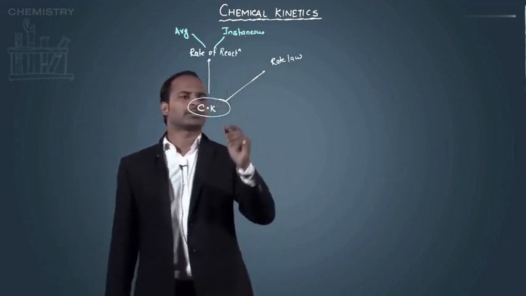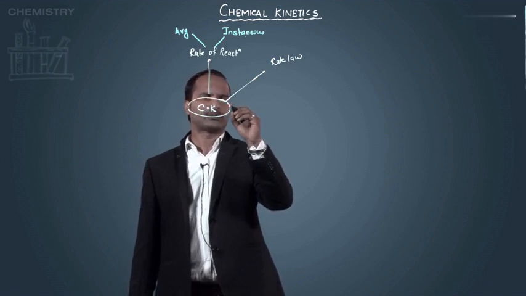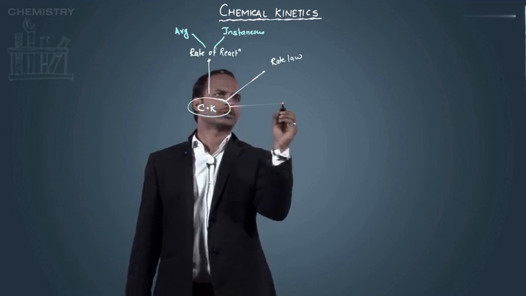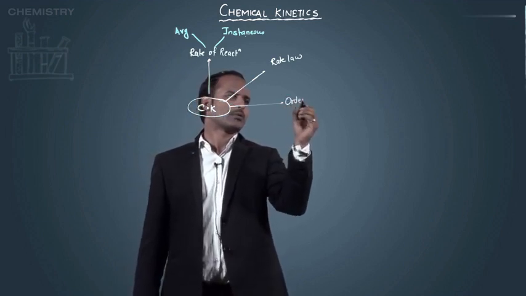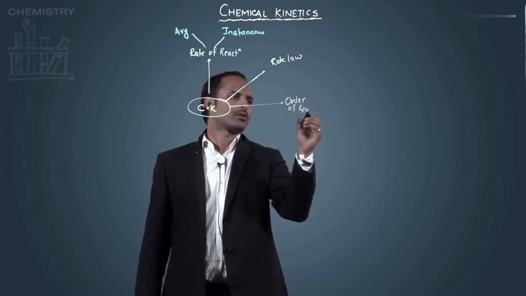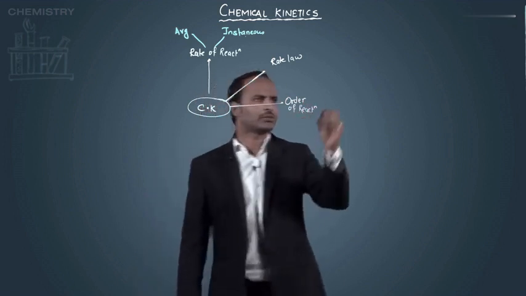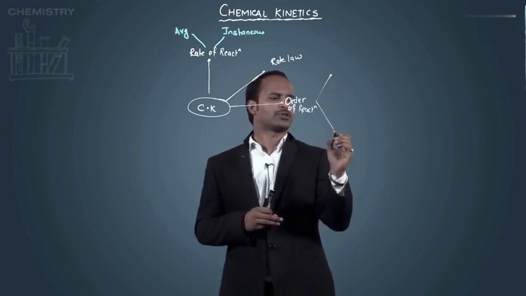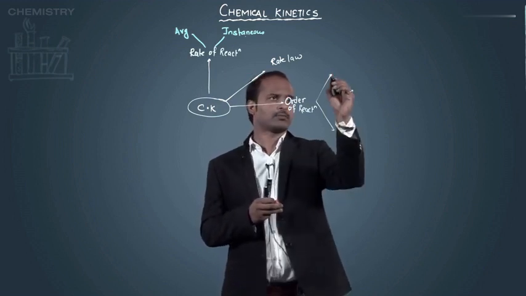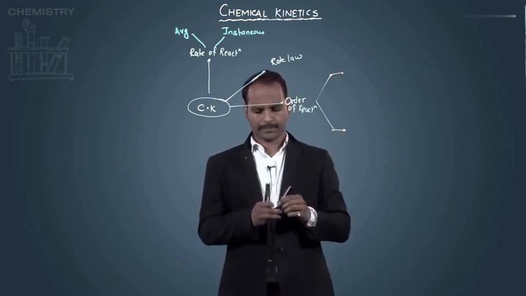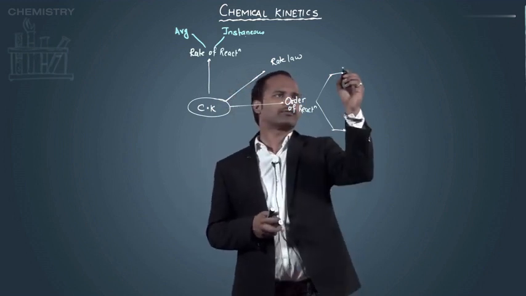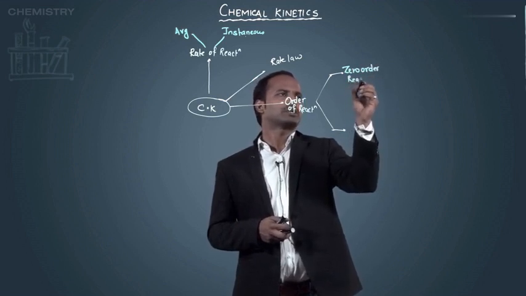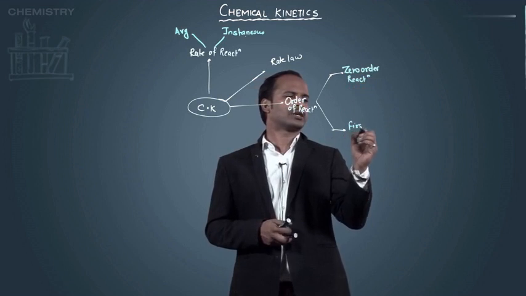After the rate law, in the same part we did something about the order of reaction, before the rate constant. In the order of reaction, we learned about two things: the zero order reaction and the first order reaction. We learned about both in detail.